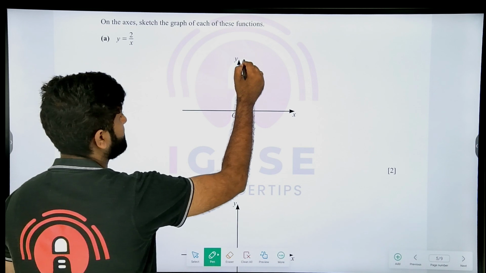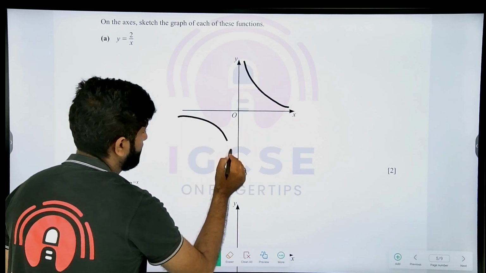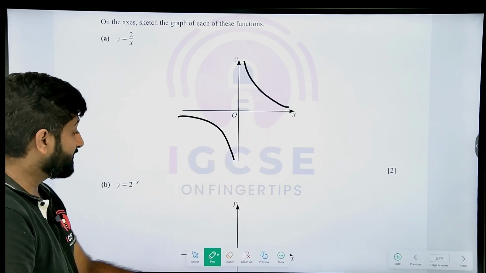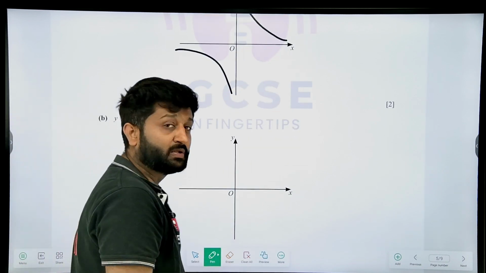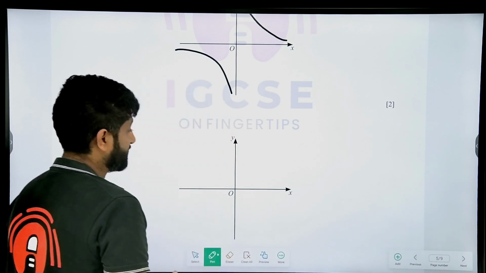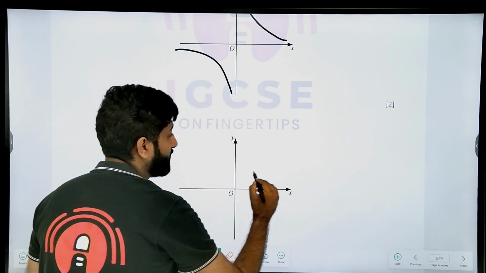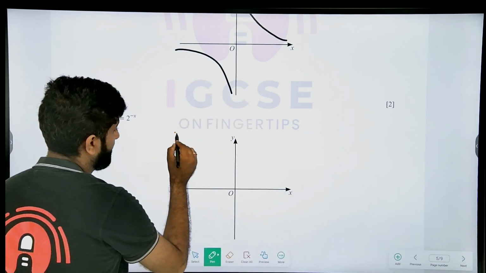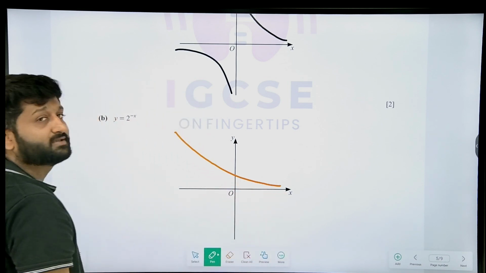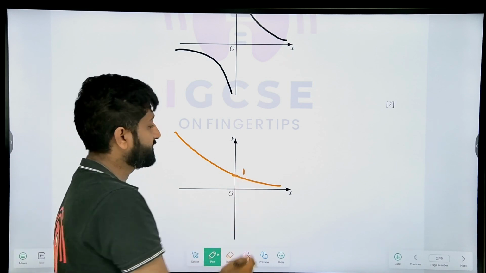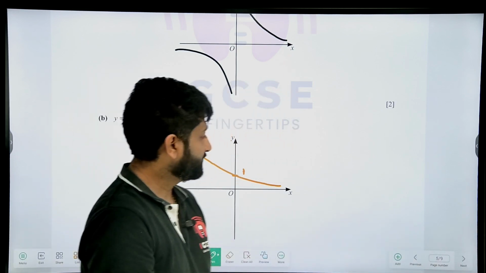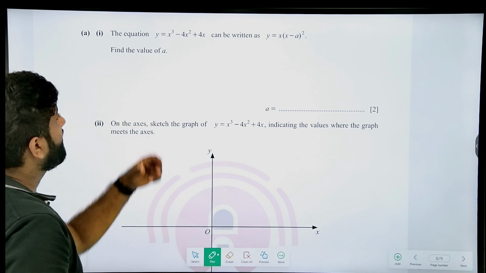Again, 2 by x is a reciprocal curve. So 2 power negative x. This is a decaying exponential curve or a reducing exponential curve. Guys, the increasing exponential curve looks like this, but the reducing exponential curve looks like this. Right? Just do plot that this is 1. Right? Do plot that this is 1.